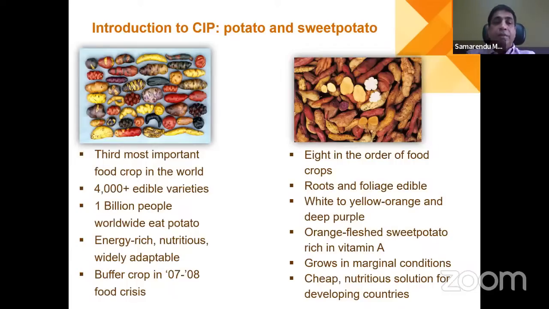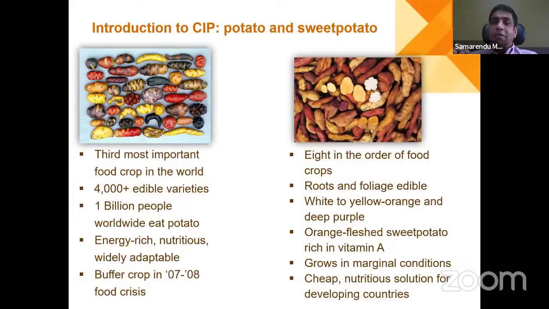More than 1 billion people worldwide consume potato. It's a widely consumed crop: in many countries a food security crop, in many countries a vegetable crop. So it has a different role to play there. Contrary to what people believe, potato is not a bad crop, just like any other rice or sugar. Potato is very energy rich, very nutritious, and widely acceptable among the population.